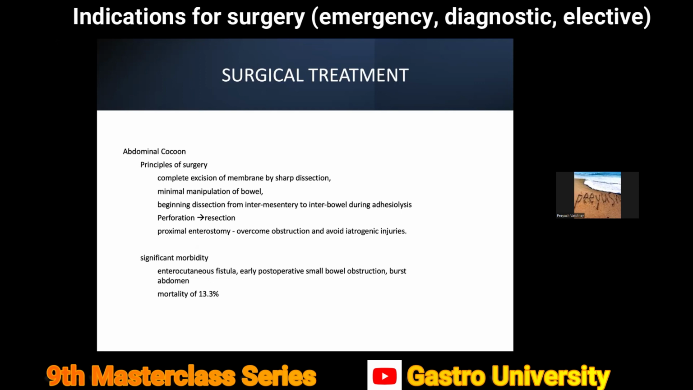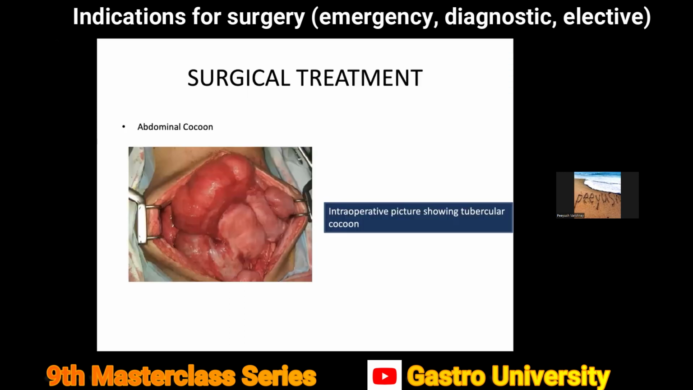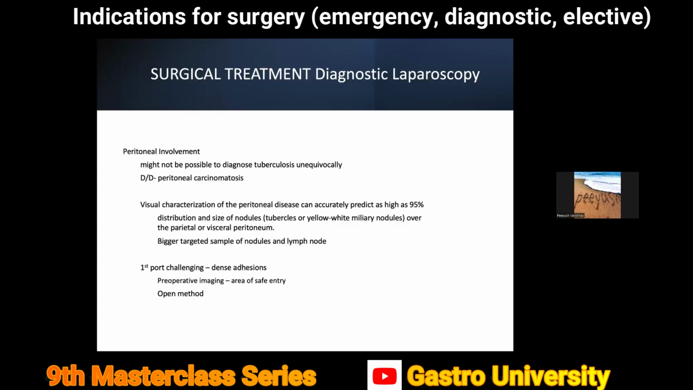And if there is a proximal enterostomy, then the primary goal is to overcome obstruction and avoid further iatrogenic injuries. And it has significant morbidity in the form of postoperative enteric fistula, obstruction, burst abdomen, and mortality in the range of 13%. This is one of the intraoperative pictures showing a tubercular cocoon, and surgical principles as already described.